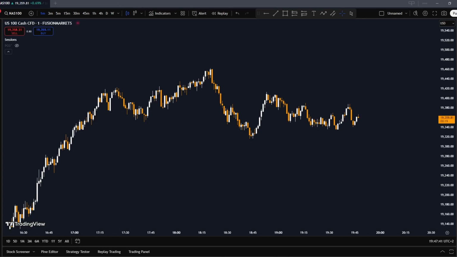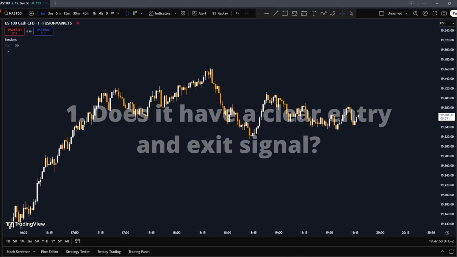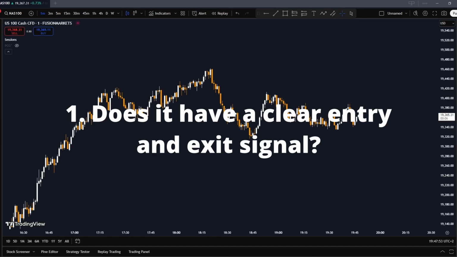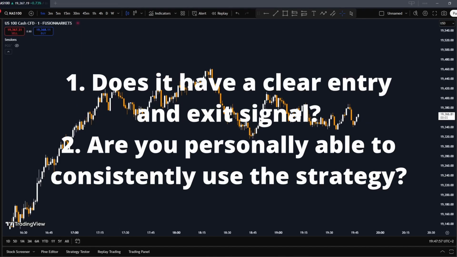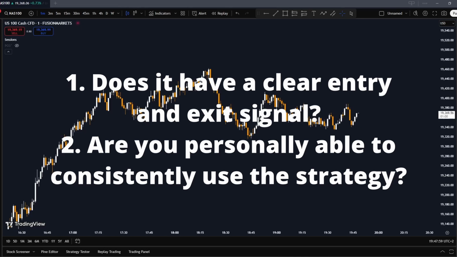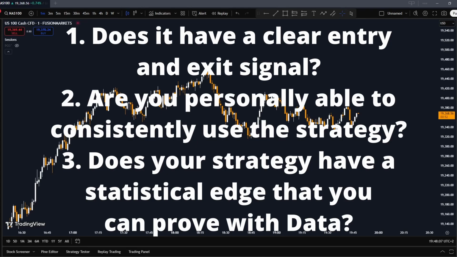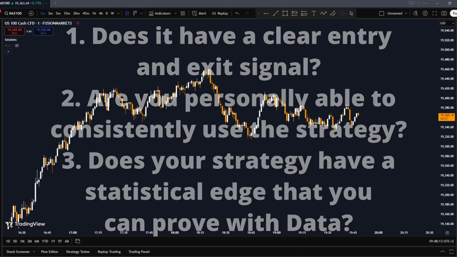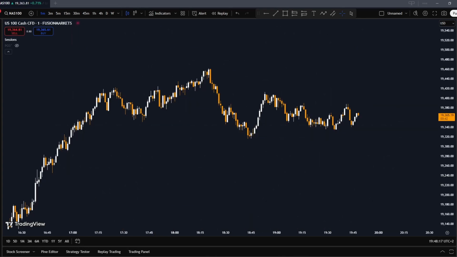So, let's recap. In order to identify a profitable trading strategy, you need to be able to check the following things off the list. Does it have a clear signal to get into and out of the market? Are you, as a trader, able to consistently execute the strategy and do exactly as it tells you? Does your strategy have a statistical edge over the market? And do you have the data to back up this assumption? If any of these three are a no, or even just a maybe, more work needs to be done in order to be able to safely assume your money is secure within this system.